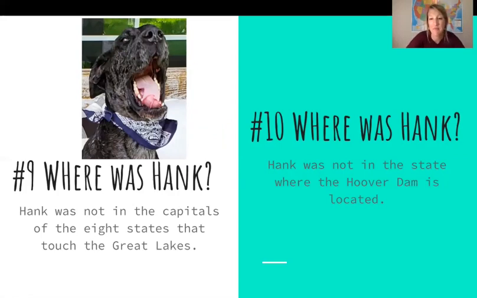Number 10, Hank was not in the state where the Hoover Dam is. He is not in the state where the Hoover Dam is located. Remember, that's a man-made geographical feature that we've learned about. He was not in the state where the Hoover Dam was.